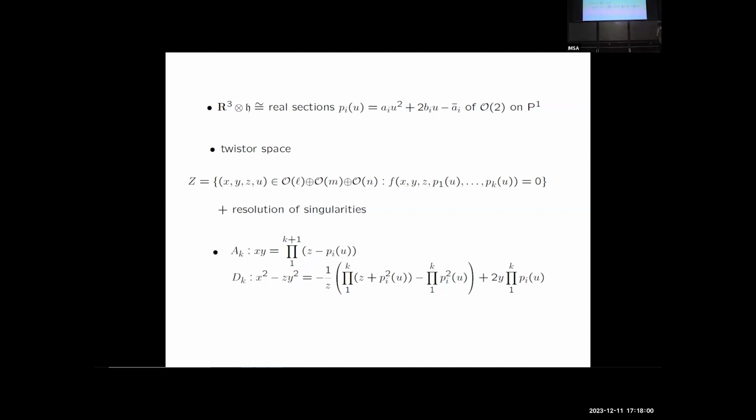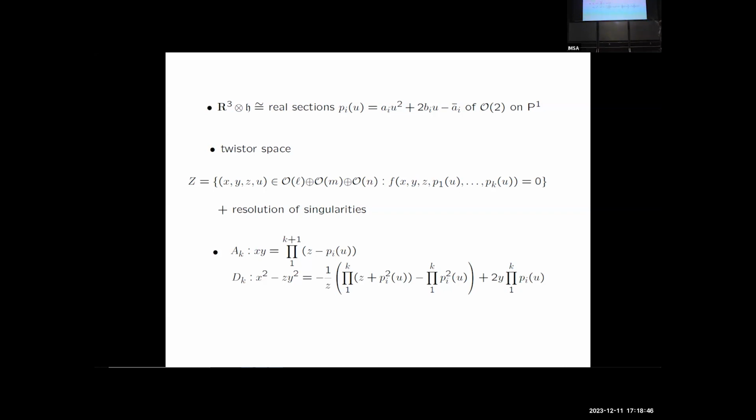The invariance is SO(2). So anyway, you understand what the choice is. The choice is something in R^3 tensor Cartan subalgebra. That R^3 you identify with real sections of O(2) on P^1, in other words, real polynomials in the variable u. The reality here means that b_i is real. We've got a_i and a_i bar. That's because the discriminant is 4b_i squared plus 4a_i times a_i bar, a Euclidean product.